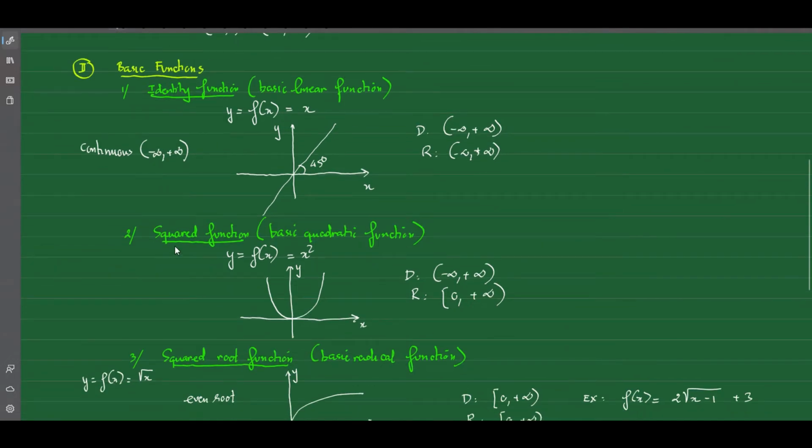The second function we call the square function, and this one is the basic quadratic function. You know, quadratic functions look like this: f of x equals ax squared plus bx plus c. And for a linear function, the full form is actually f of x equals mx plus b, right? And you see that it does not have the b and c, and that's why it's the basic one. It makes a parabola like this, and the domain goes from negative infinity to positive infinity, and the range goes from 0 to positive infinity, because there's nothing down here. And this is continuous.